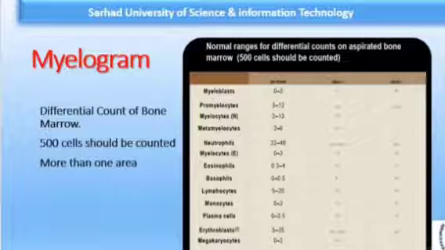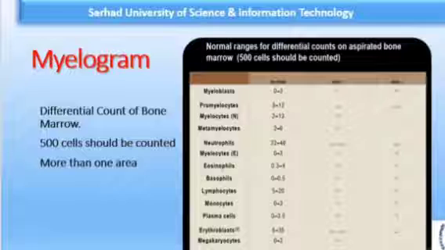Now, what is a myelogram? You know about the DLC, that is differential leukocyte count. So what is DLC? You are looking at 100 cells under the microscope for a peripheral smear. And what is a myelogram? Now you are performing a differential count of all nucleated cells in the bone marrow. This should include all stages of the maturation of WBCs.